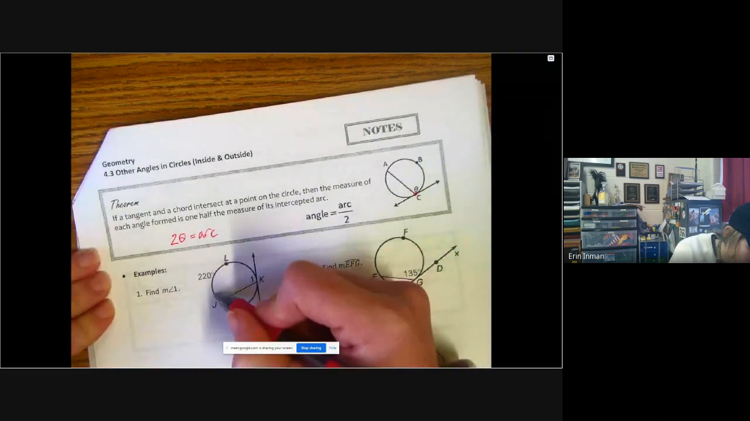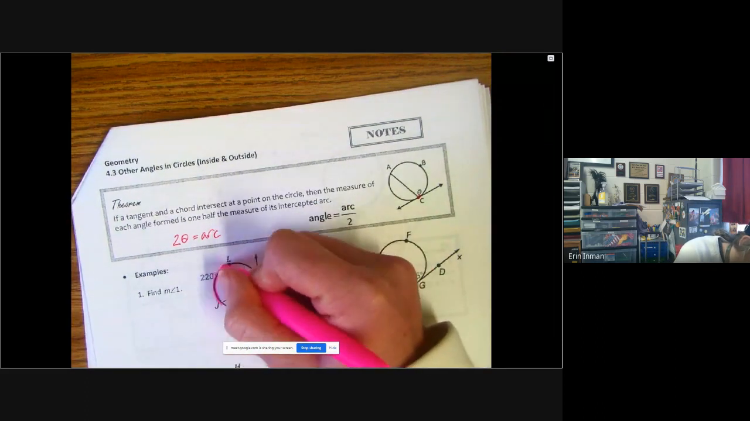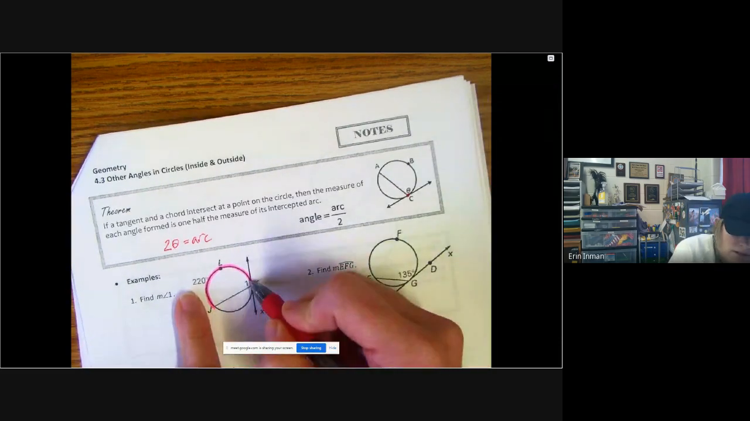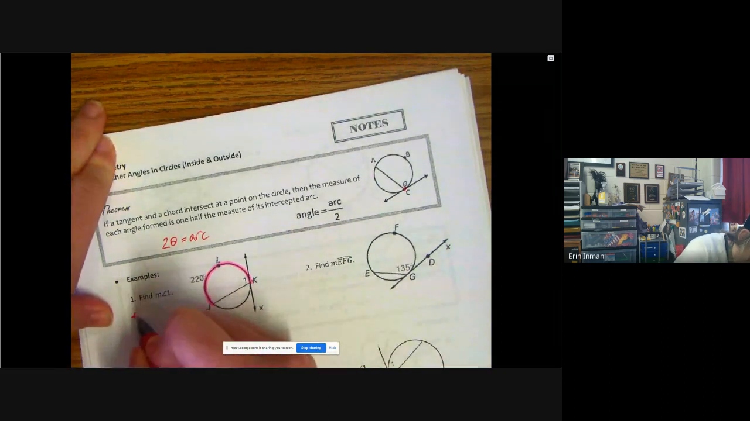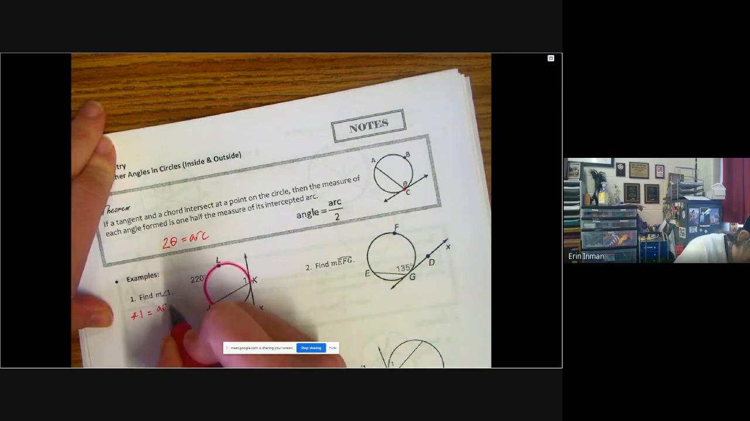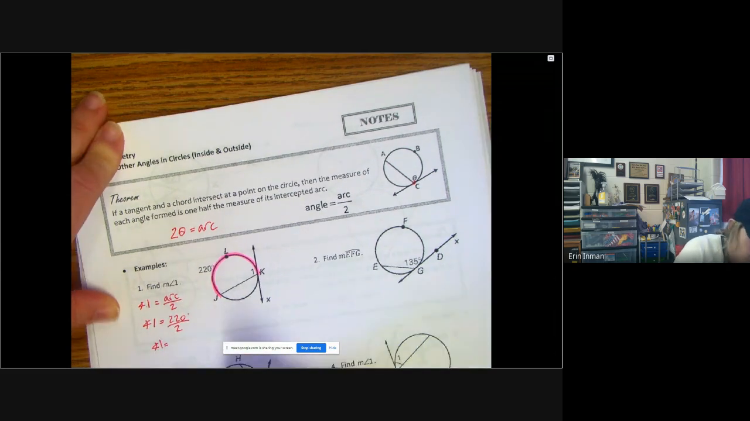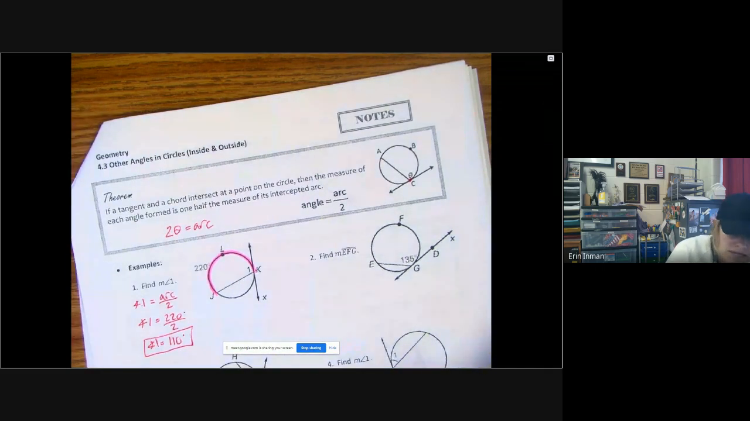We have in this first one, we're looking for the measure of angle 1, which notice they gave us the arc that is formed by angle 1. So the measure of angle 1 is equal to the arc divided by 2. In this case, angle 1 is going to be 220 degrees divided by 2. So once we do that math, angle 1 is going to have a measurement of 110 degrees.